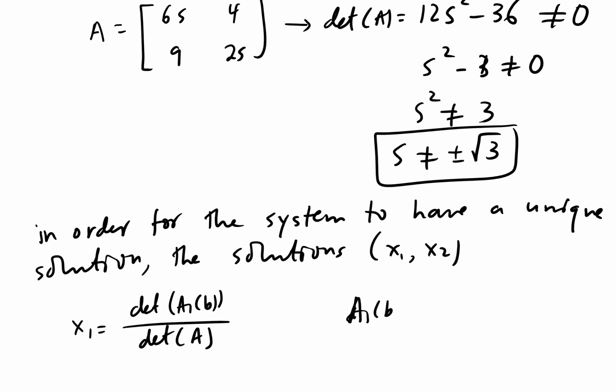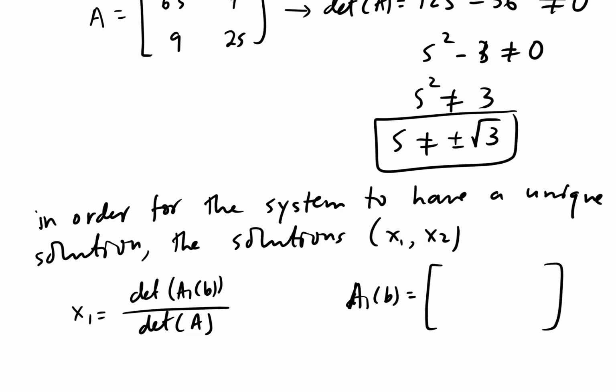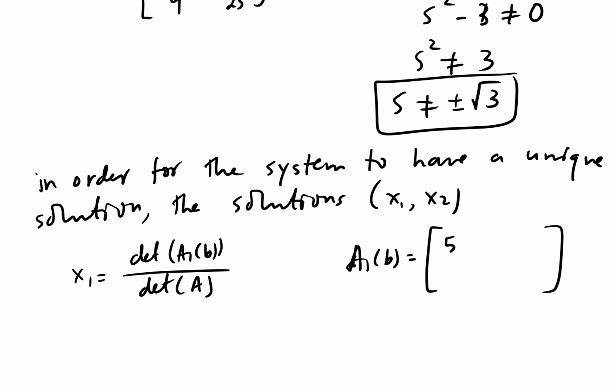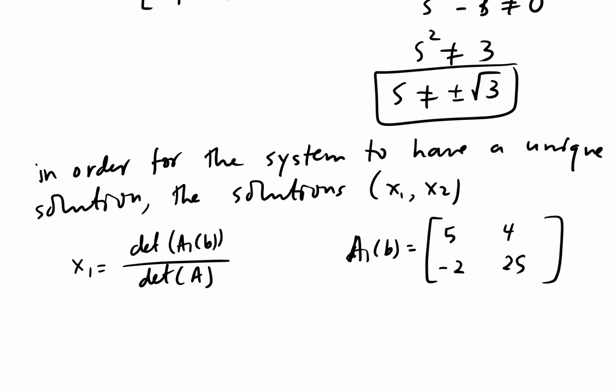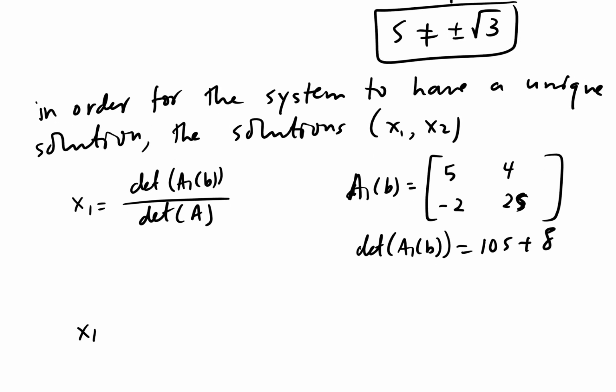Let's find A1 of b first. This goes as replacing the first column, the first coefficients, with the constants on the right side, 5, negative 2, and keep the 4, 2s the same. So the determinant of this is 10s plus 8. Wait, that's 2s, not 25. So the determinant is 10s plus 8.